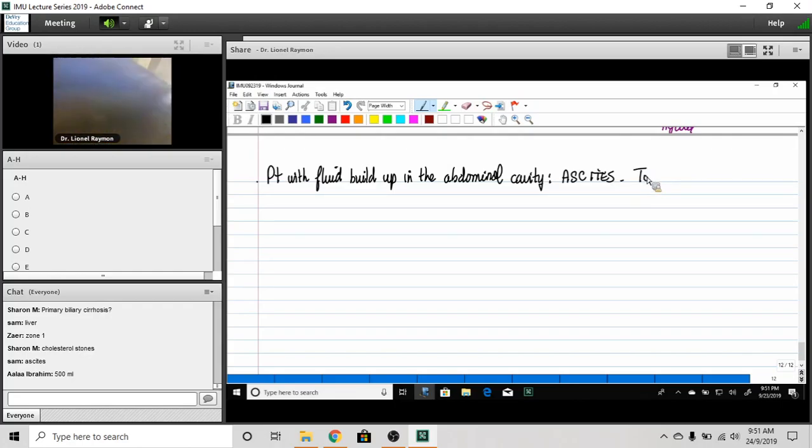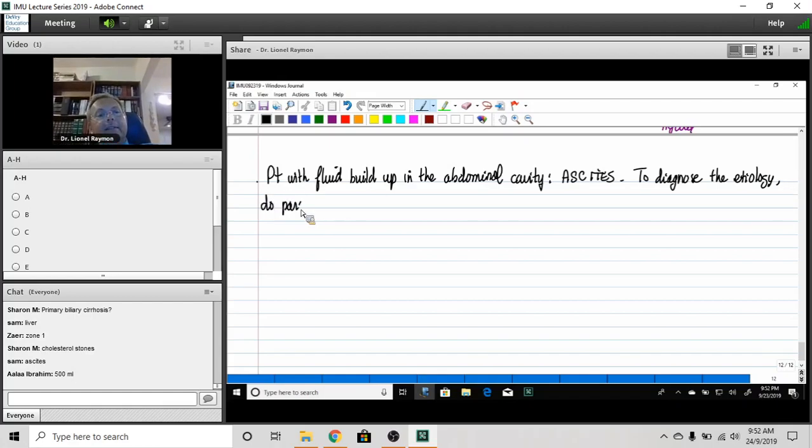So to diagnose the actual etiology, we are going to do paracentesis of the ascites fluid.